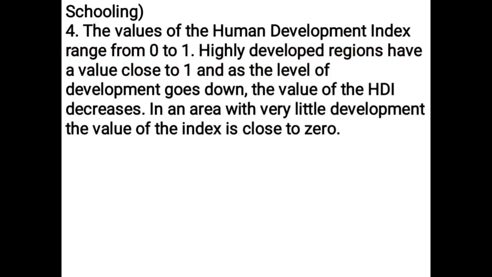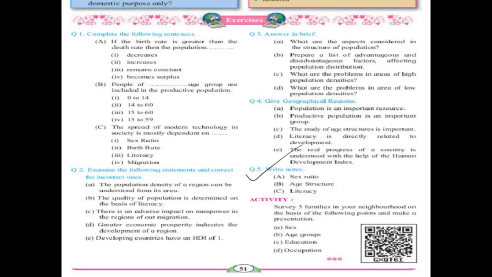The values of the Human Development Index range from 0 to 1. Highly developed regions have a value close to 1, and as the level of development goes down, the value of the HDI decreases. In an area with very little development, the value of the index is close to 0.